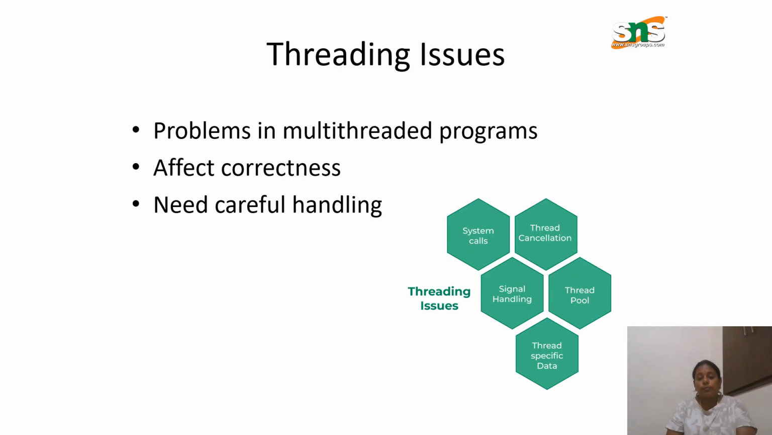Threading issues are problems in multi-threaded programs that affect correctness. If one thread executes and its result cannot be updated in the main process, that can affect the entire process's correctness and needs careful handling. These are the threading issues.